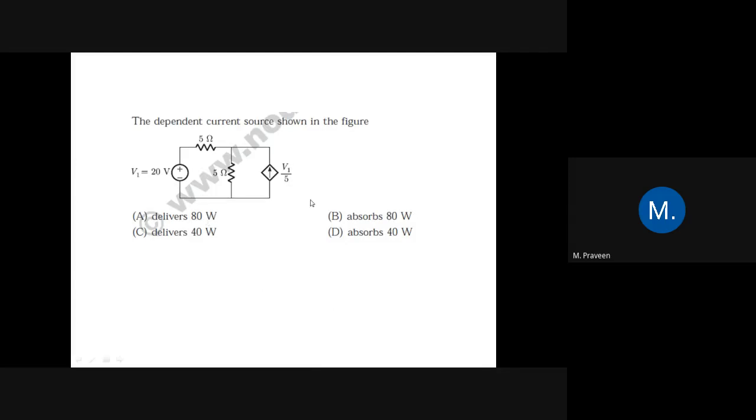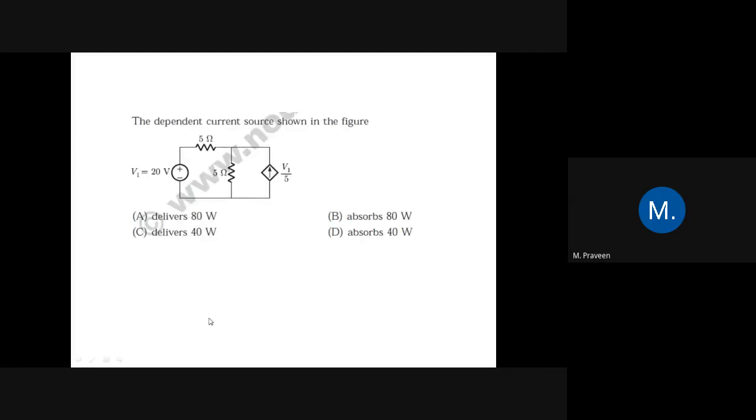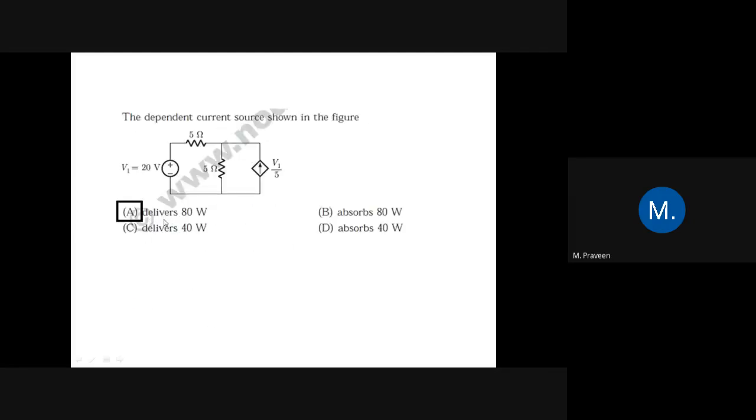So two options are there. One is deliver 80 watts and another one is absorb 80 watts. Here the dependent source is towards the junction, which means that the power is delivered. So the power is delivered, and therefore the answer for the question is option A, that is delivers 80 watts.